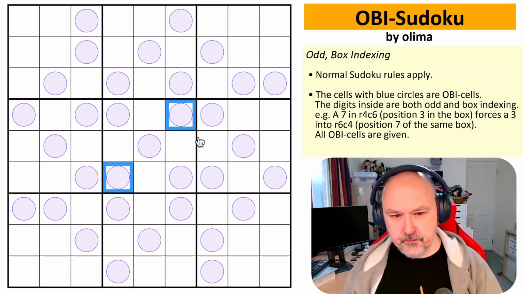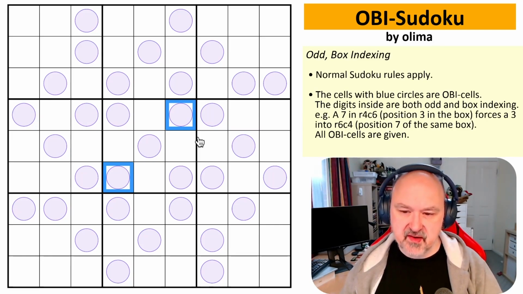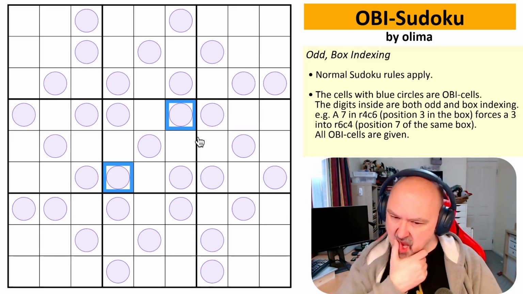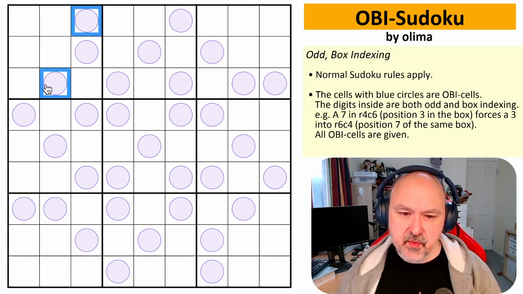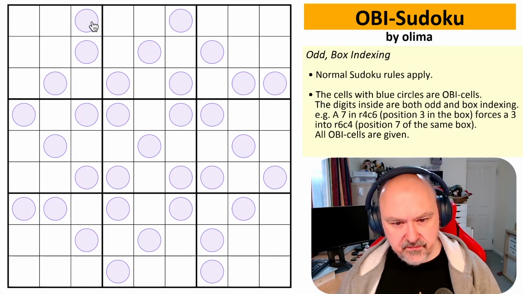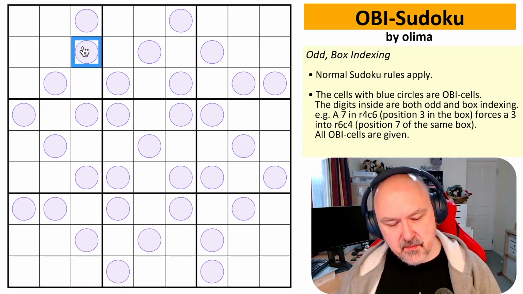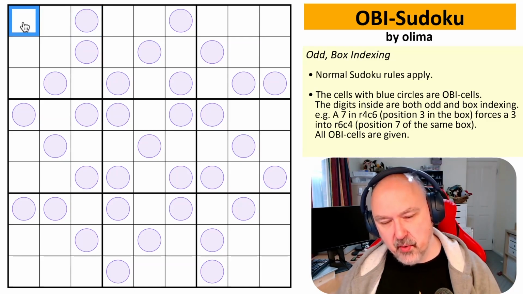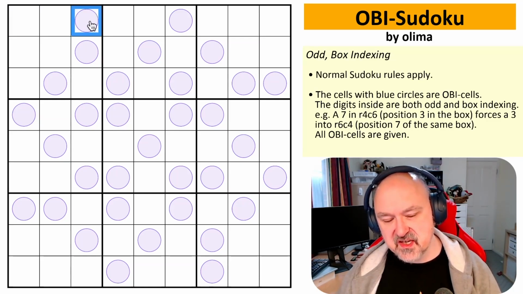So, nothing given apart from the odd box indexing. Because these are box indexing, I'm just going to use box 1 as an example. That means that this cell is either going to have to point to itself or to one of these. Because if this was to point to the 1, if I was to put 3 here, then this would be a 3 and pointing to there, and that would be box indexing, which would be wrong. So this is either going to have to point to itself or to another odd box indexing cell.